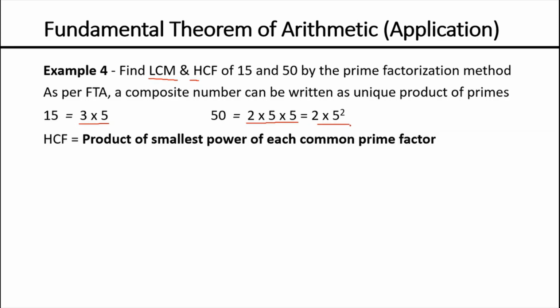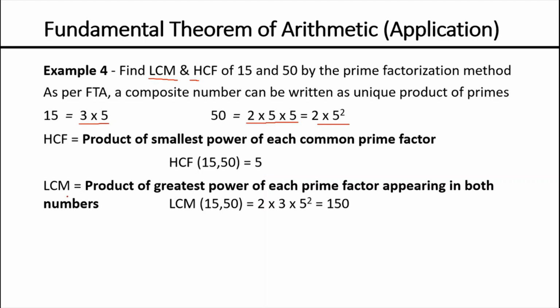Now we'll see what is HCF. HCF is nothing but the product of the smallest power of each common prime factor. So if we see 15 and 50, the common prime factor in both of these numbers is only 5. So the HCF of 15 and 50 is 5.